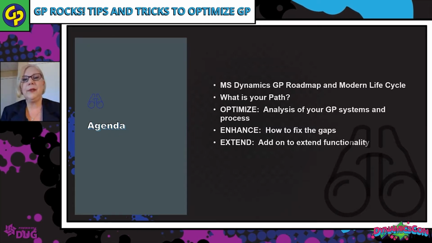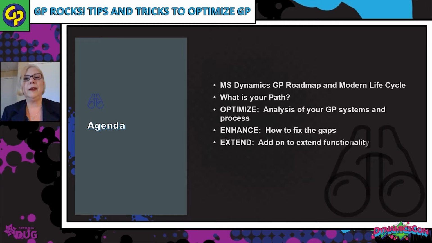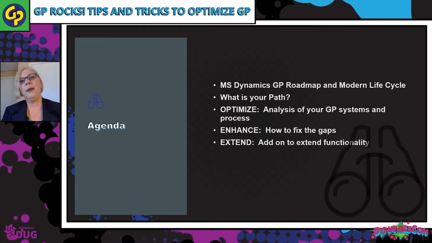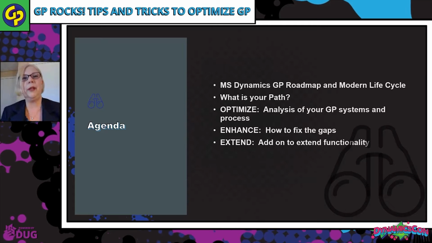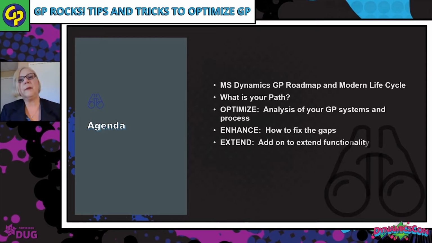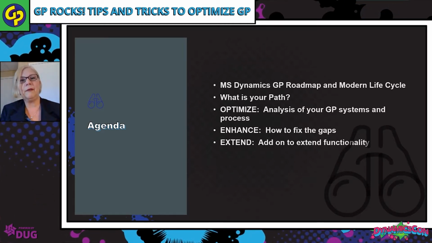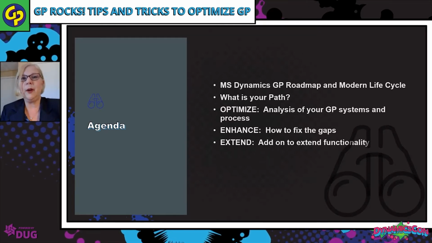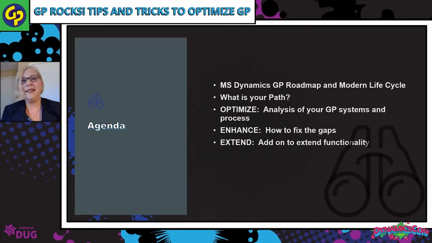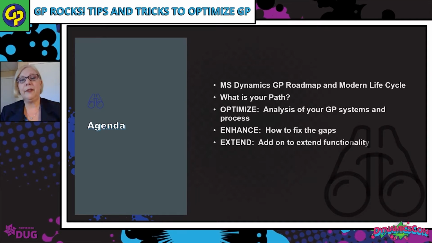So my agenda today is to really talk about where we're at right now with Dynamics GP and the roadmap and Microsoft's modern lifecycle. I want to talk to you about that because it is important to think about where we're at in that roadmap and how that affects you in terms of your planning for your future. And then what is your path? Do you need to stay on GP as long as possible? Can you go to the cloud and are there options? So we'll talk about that. And then we're going to talk about how to optimize, really do that analysis of your system and processes, also to enhance your system and how to fix the gaps, and then how to extend GP and how to add on functionality. So I am going to talk about how to add on and extend functionality in GP.